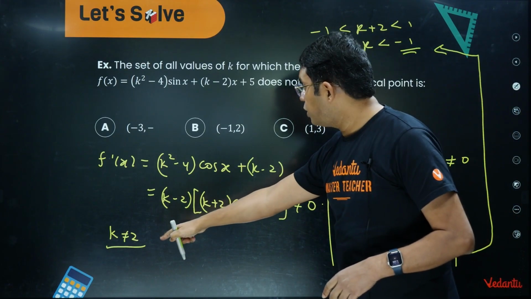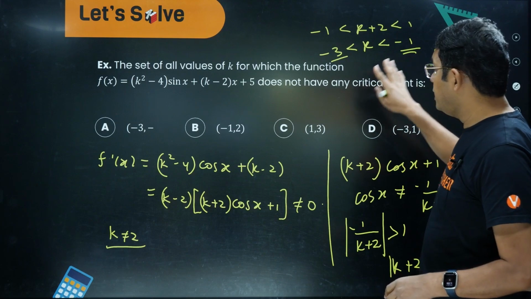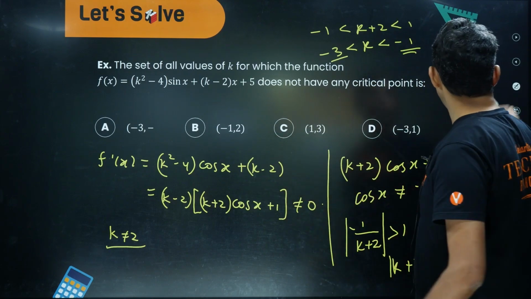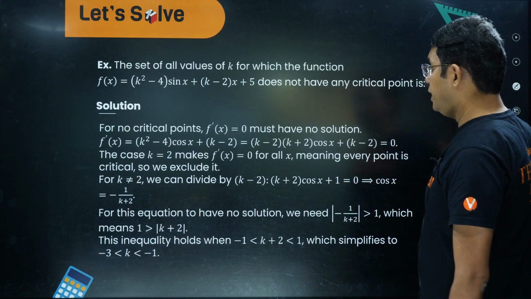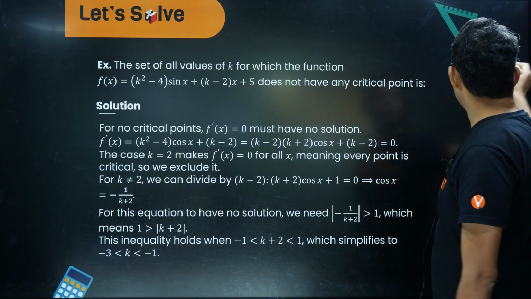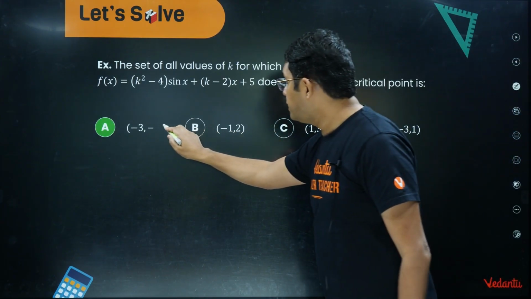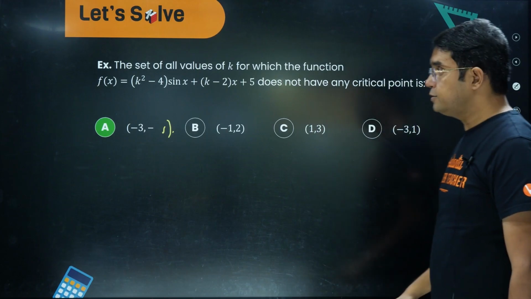Okay, and not equal to 2 is already counted here. So I think maybe there is a typing error here. So the answer will be A, minus 3 to minus 1. Yeah, correct. It should have been minus 1 here. So this A is the correct answer.